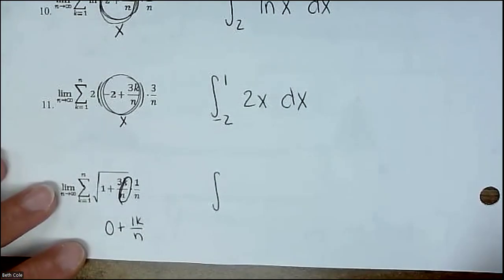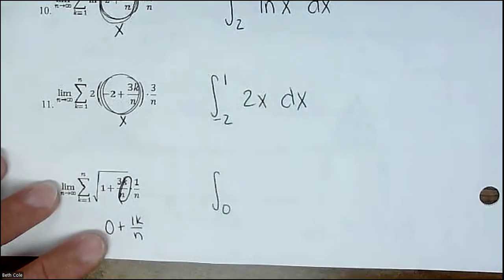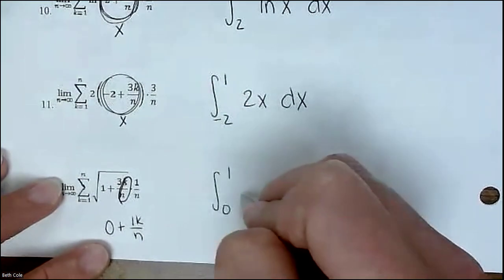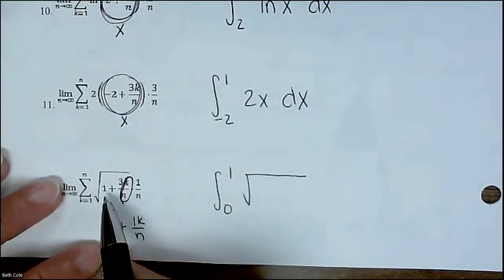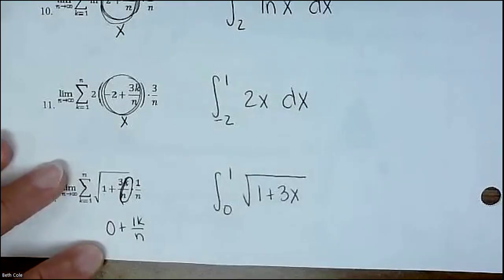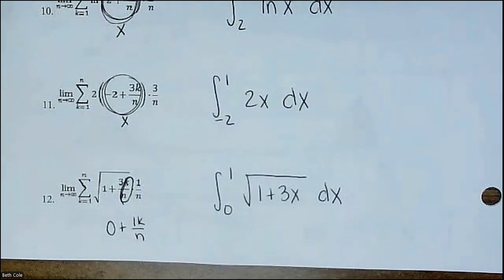So what would your lower boundary be then? Where would it have to start at? 0 to 1, and then your function is square root of 1 plus 3x dx.